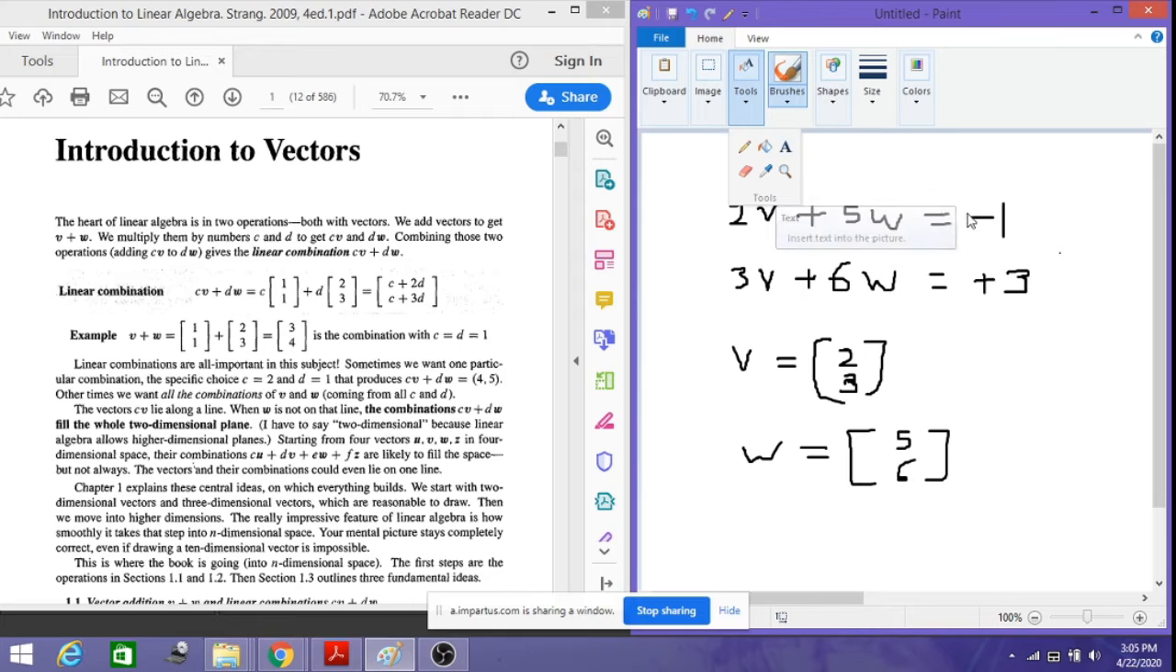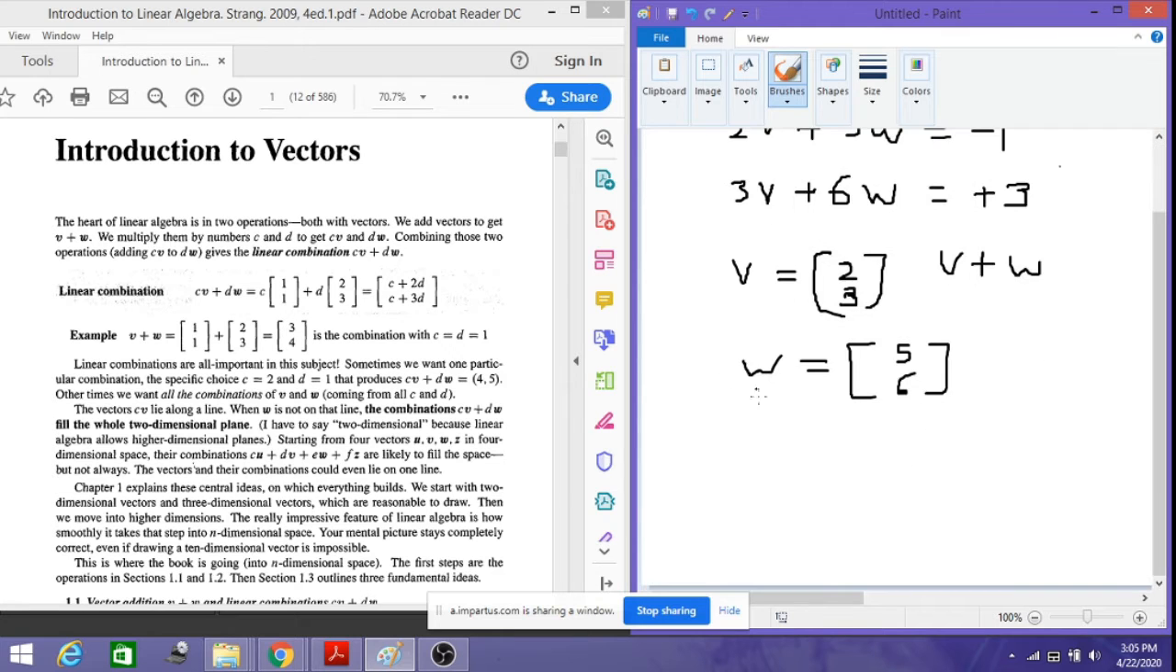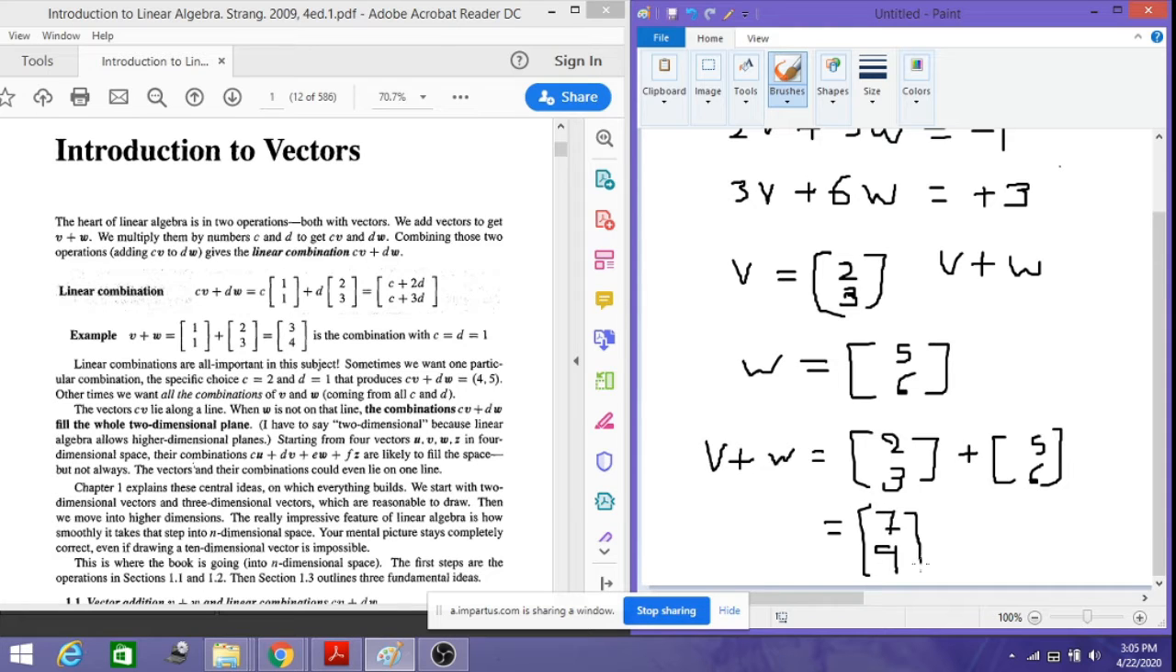That is nothing but the addition and multiplication. So for example, if we write v plus w, it means we are adding the vector v with the vector w. So that can be written as v plus w is equal to 2 3 plus 5 6. So that leads to one more new vector here, that is 5 plus 2 is 7, and 3 plus 6 is 9. So we have come across a new vector here.